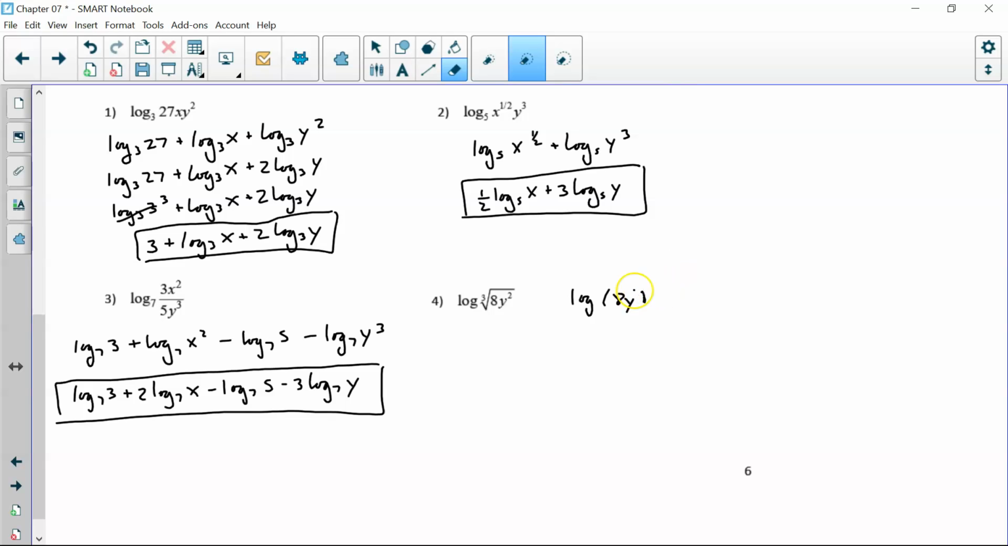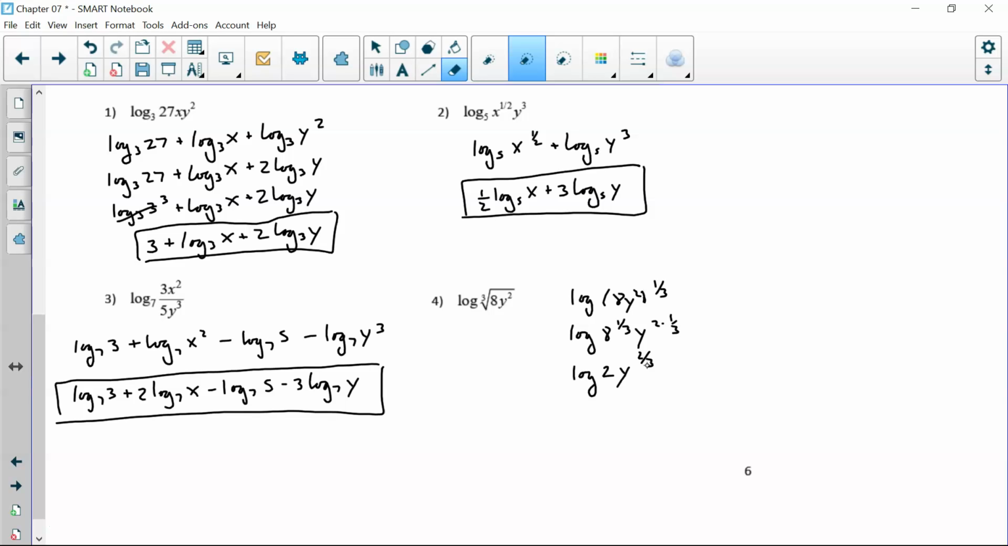8y squared, all raised to the 1/3. So it's the log of, I'm going to distribute that exponent. 8 to the 1/3, y squared to the 1/3. So you multiply those exponents. So log, now 8 to the 1/3, the cube root of 8 is 2 times y to the 2/3.